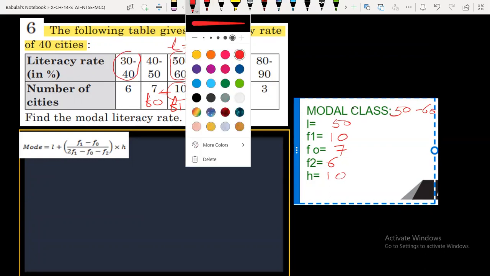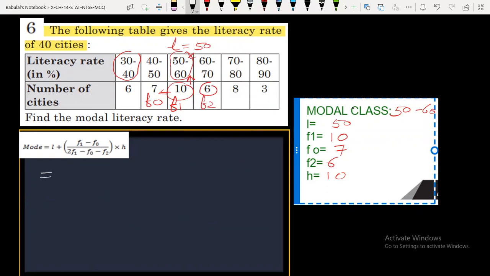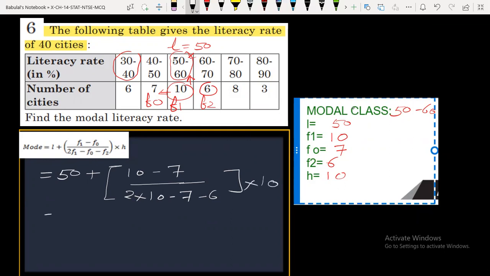Now in the formula you put all these values. Please learn this formula. L is equal to 50 plus F1 is equal to 10 minus F0, that is 7, divided by twice of 10 minus 7 minus 6, multiplied by h, that is 10. So you write 50 plus 3 divided by 7 into 10.